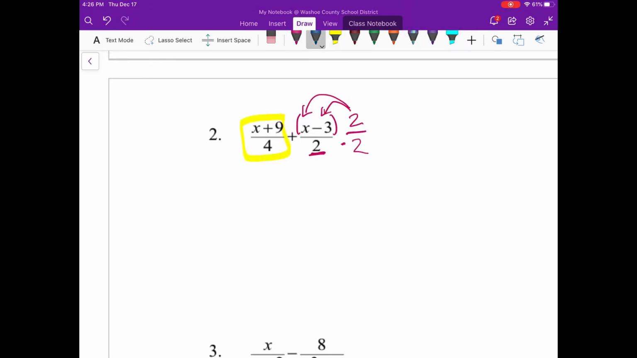This fraction over here does not need to be modified, so nothing should be happening to those numbers. So in this case, I have x plus 9 over 4, which did not change at all. But then on the second fraction, I'm multiplying everything by 2, so I get 2x minus 6 over 4. Now that they have that common denominator of 4, I can combine like terms.